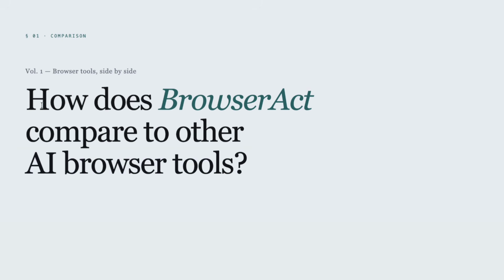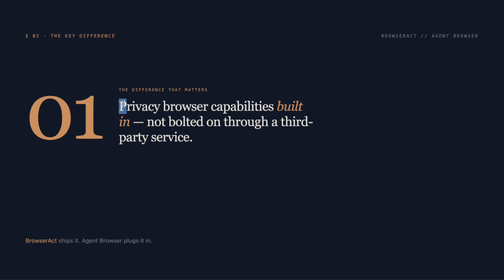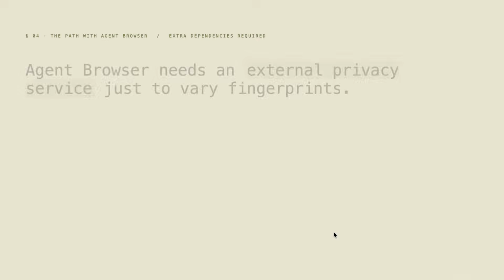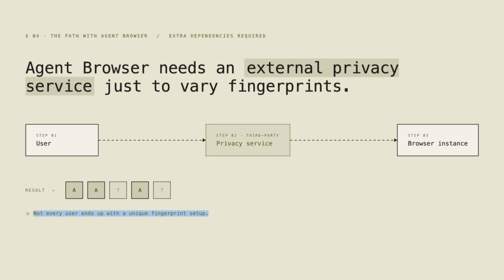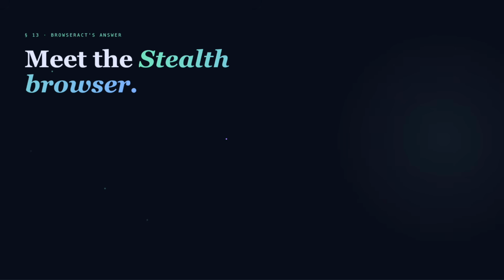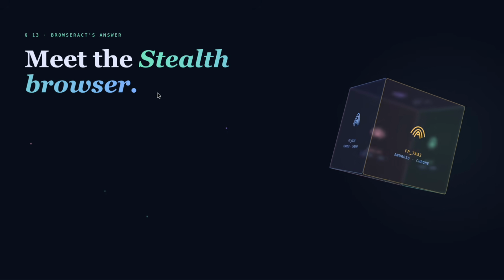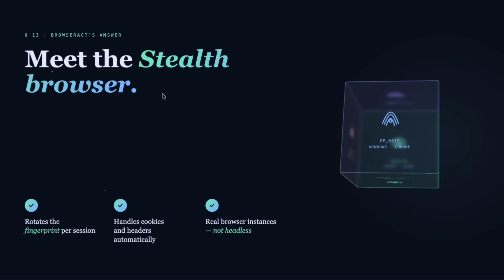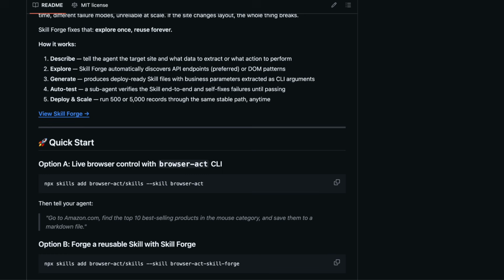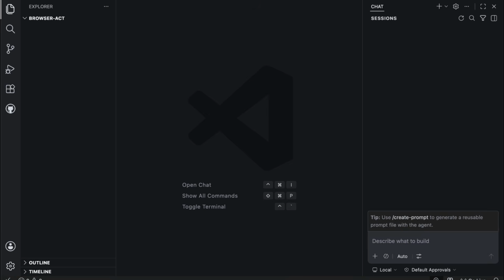How does BrowserAct compare to other AI browser tools like Agent Browser? The key difference, BrowserAct has privacy browser capabilities built in. Agent Browser requires you to connect third-party privacy browser services to get unique fingerprints. Not all users get the same fingerprint setup. With BrowserAct, every browser instance automatically gets its own fingerprint. No extra setup needed. So that's why BrowserAct ships with what they call a stealth browser. It rotates the fingerprint, handles cookies and headers automatically, and runs real browser instances, not headless ones that get flagged immediately. Okay, let me just install it so you can see how this looks.